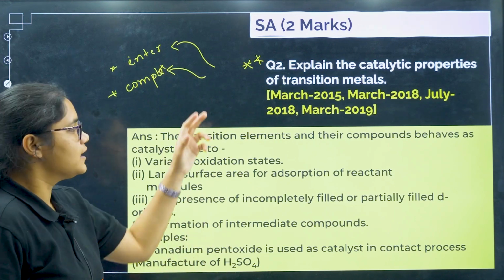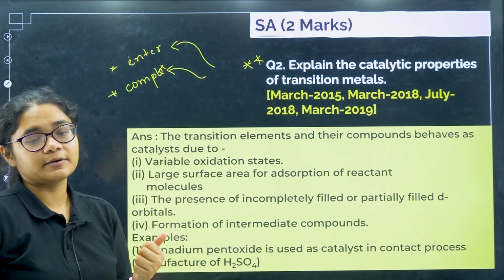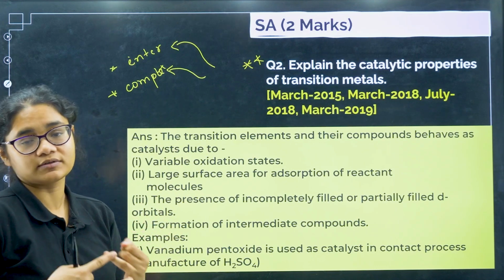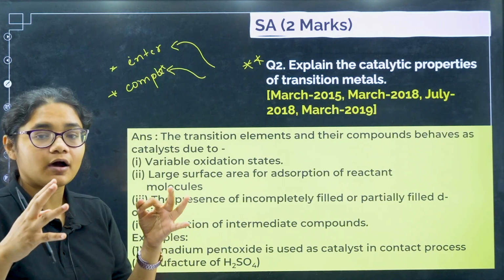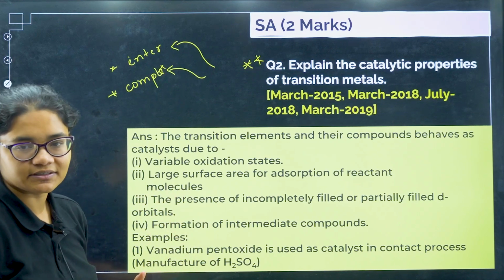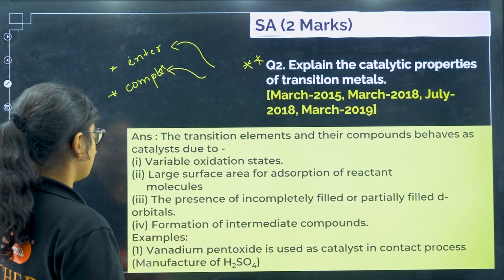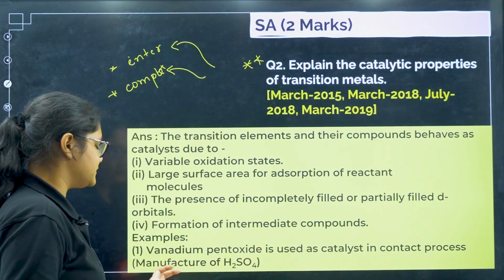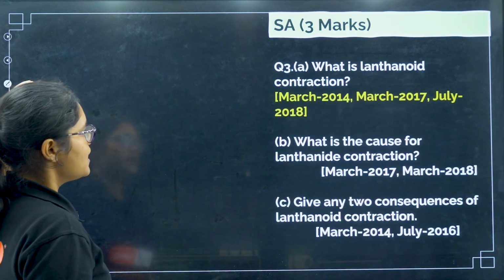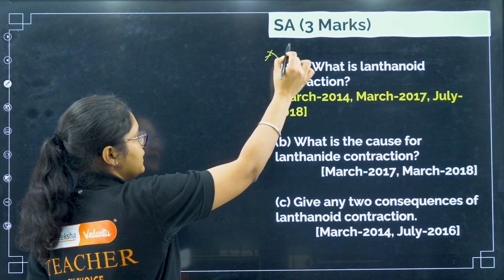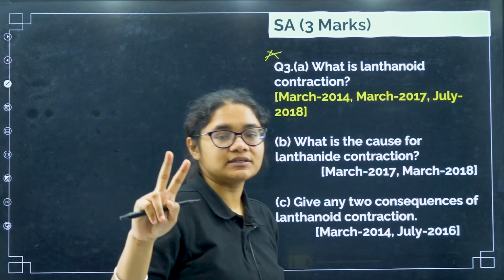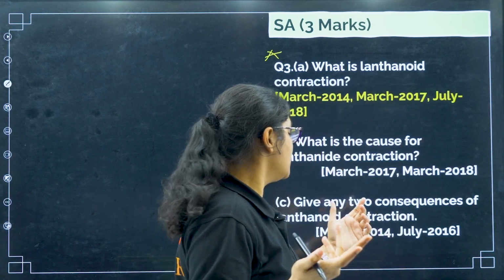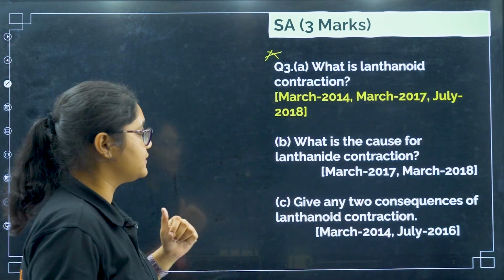Why transition elements can form complex compounds, why transition elements can form interstitial compounds, or what are interstitial compounds and their properties. Coming to catalytic property, it is because they have empty d orbitals, they have variable oxidation states, and they can form complexes with other substances. So that is 3 points. An example: vanadium pentoxide is used in the contact process, that is the manufacture of H2SO4.